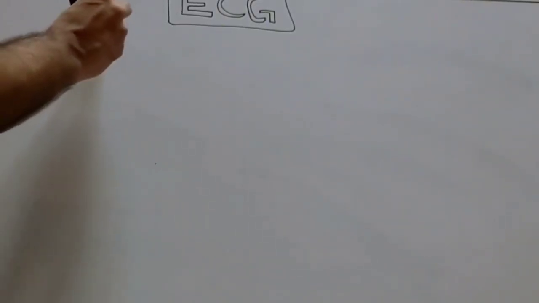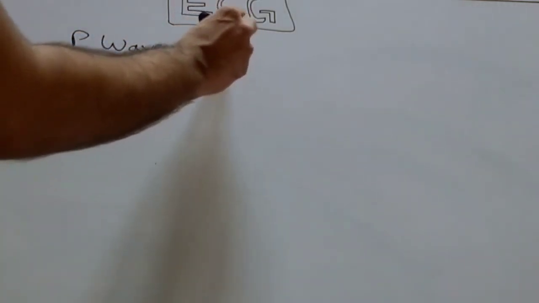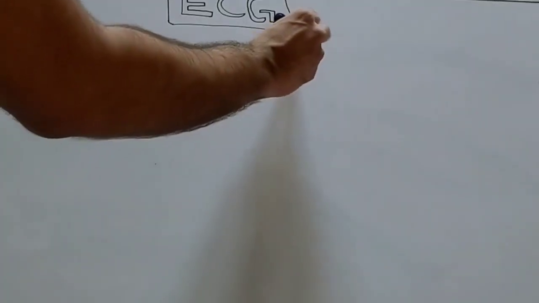Now talking about the duration of each wave. First of all talking about the P wave. So duration of P wave is 0.08 to 0.1 seconds. Okay, so P wave, we know that it appears during the atrial depolarization. So the duration of atrial depolarization is 0.08 to 0.1 seconds. Then furthermore talking about the Q wave, which appears after the P wave. So it is 0.02 seconds.